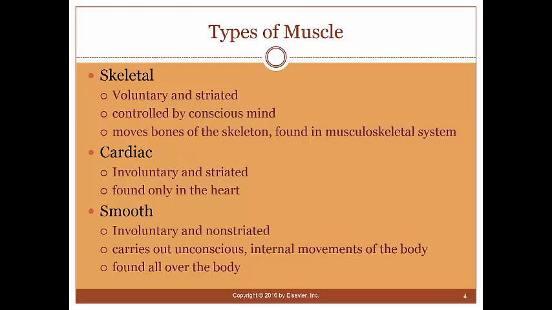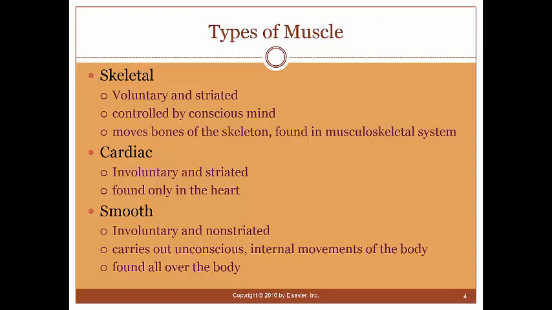Cardiac muscle is involuntary, meaning you cannot consciously control it. And it's also going to be striated. And it's only going to be found in the heart. It's not going to be found in any blood vessels or any nearby tissue like the lungs. Cardiac muscle is only found in the heart.